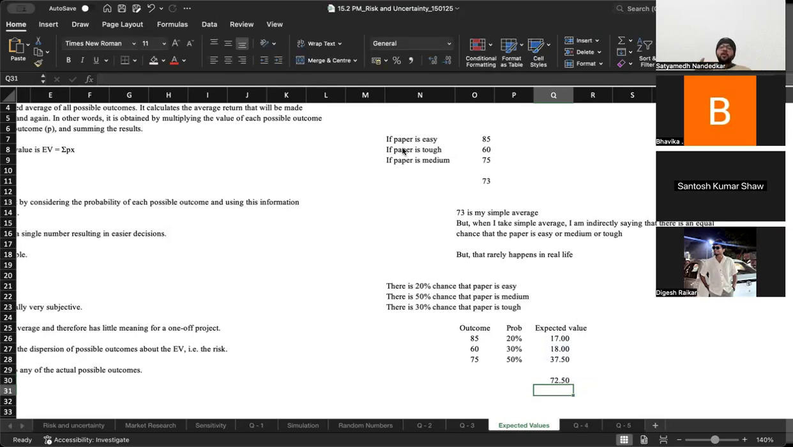72.5. This is a more realistic answer. Why is this a more realistic answer? This is a more realistic answer for one reason. देखो, you are not saying 85, 60 and 75 divide by 3. You are not saying that.